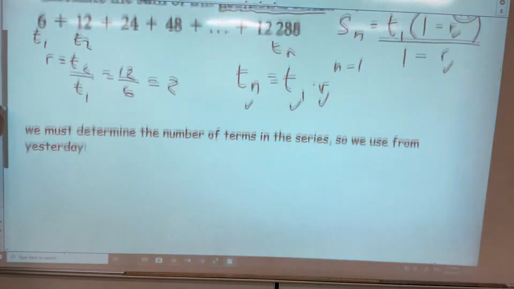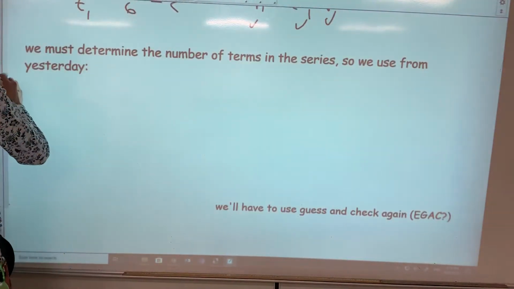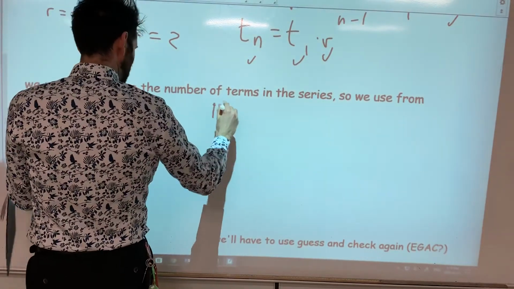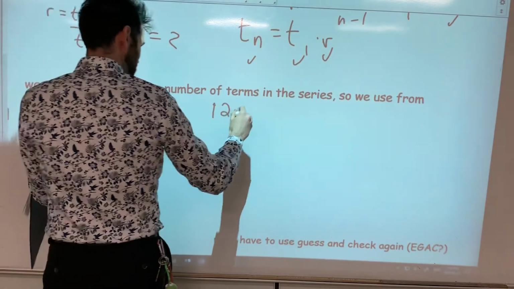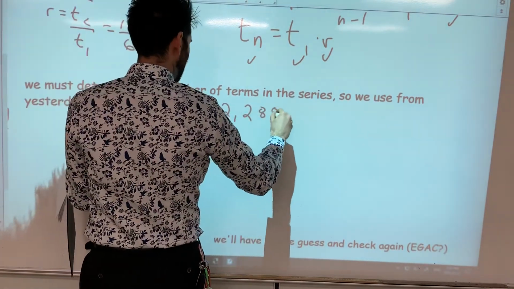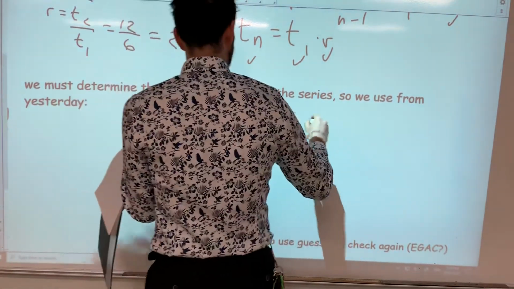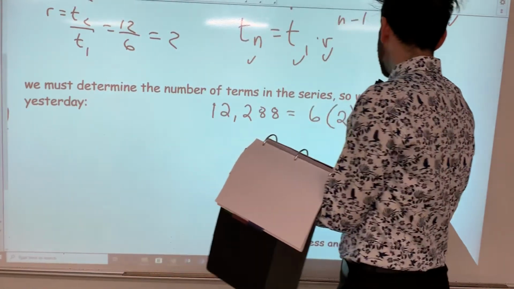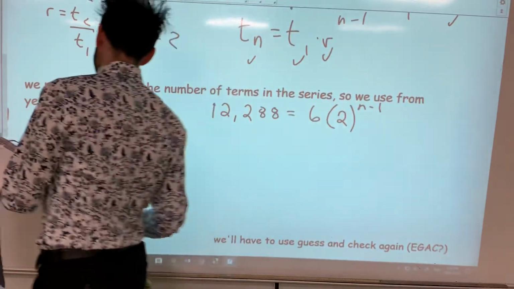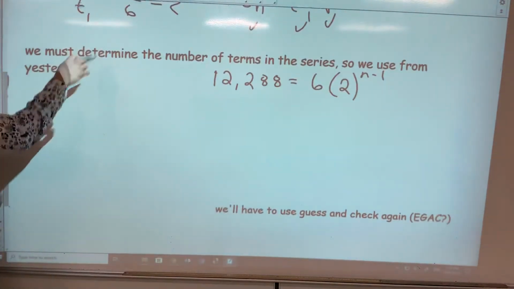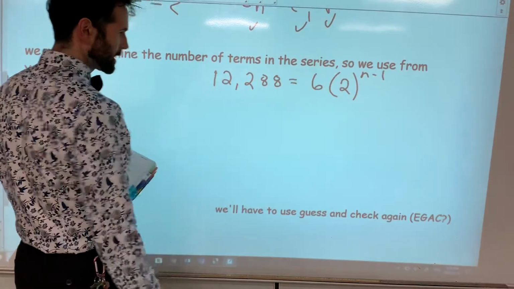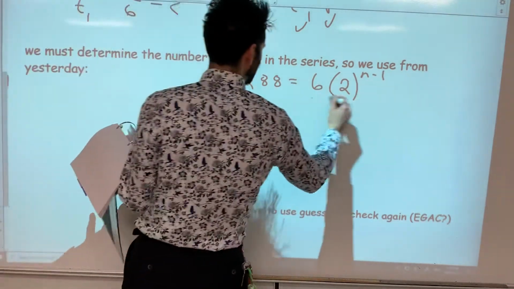There we go, I promise. So we'll use that formula. This one right here. And we'll type in, let's see, our numbers are 12,288. And that equals term 1, which I got as 6. And then r is 2. And I got n minus 1. So it's going to be one of those ones where we sort of have to do the guess and check. Determining the number of terms, we have to do that guess and check thing. I call it EGAC, like educated guess and check, because you're not 100% guessing.